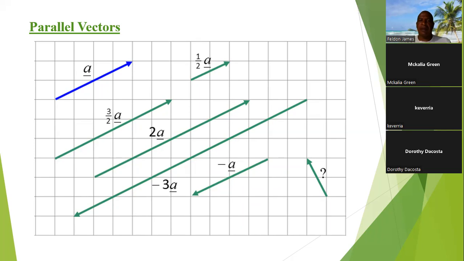Now, in terms of the parallel vectors, tell me the scale factors that you identify. All right, let me ask Ms. Green to do that. What are the scale factors of the parallel vectors, Ms. Green? What would be the value of K for the parallel vectors?